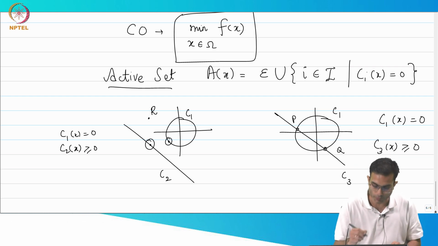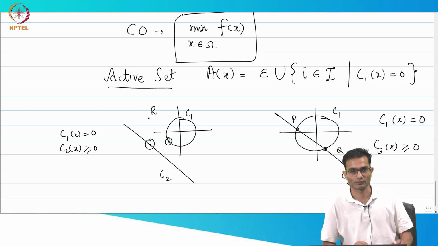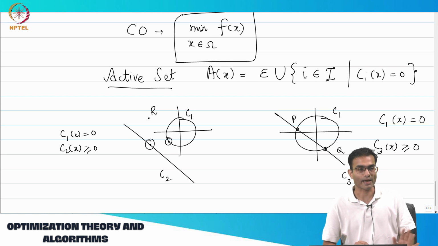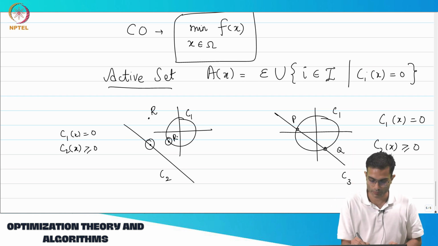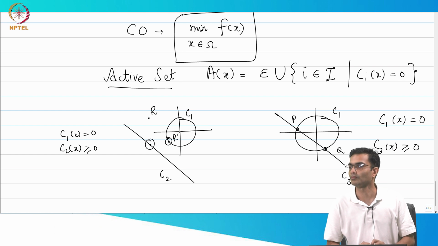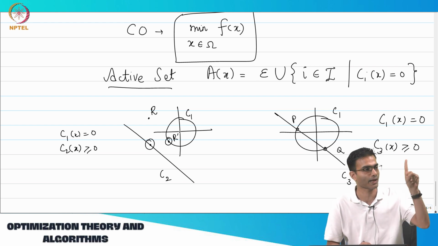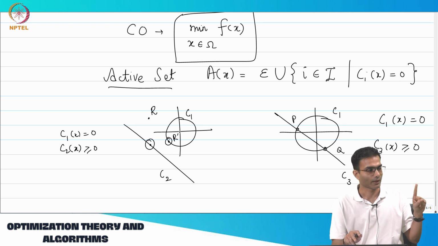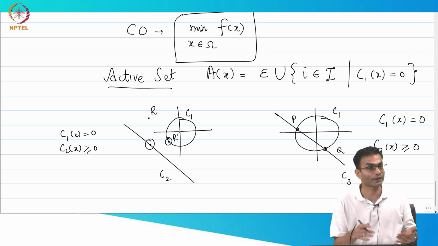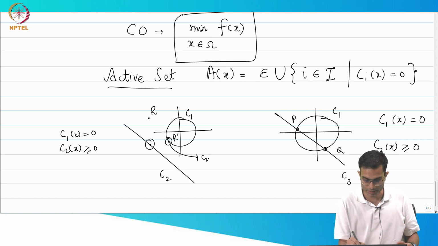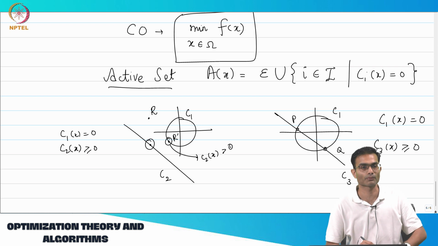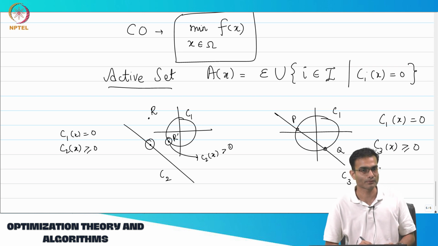If I were standing at this point on the circle, am I in the feasible set? I am in the feasible set. What is the active set at this point over here, R dash? Only C1x, because only the equality always has to be there, right? So C1x is there, so the active set has the digit 1 inside it. C2x is strictly greater than 0 at this point. It's not equal to 0. So therefore, the inequality is not active.